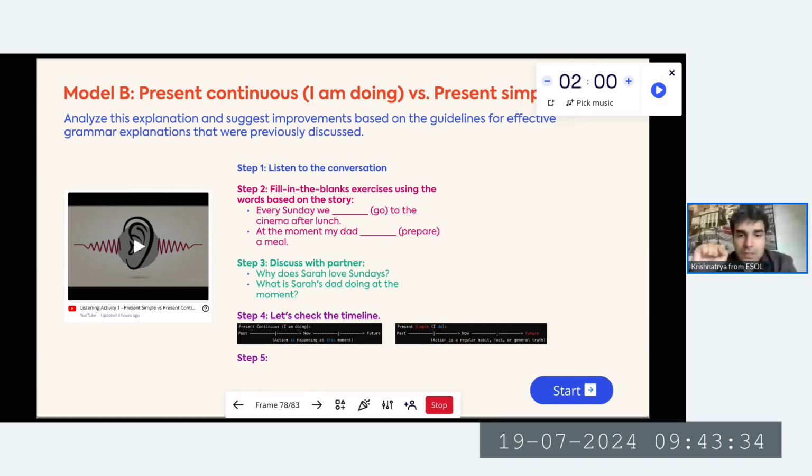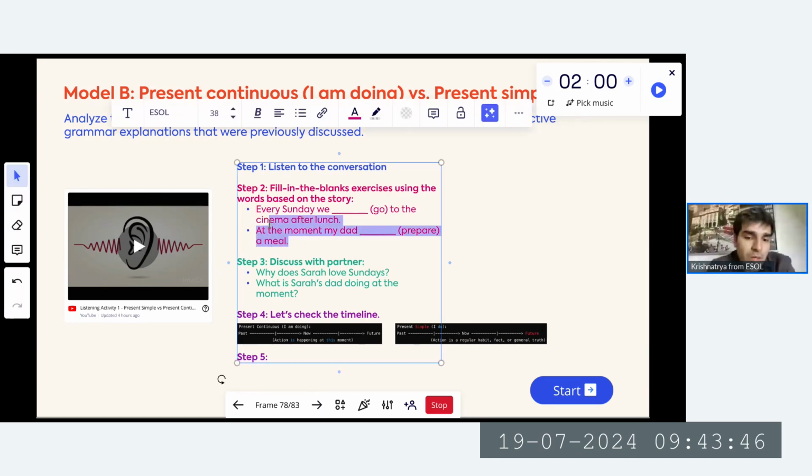Now, I'm not going to play the recording for you because it's going to take a long time otherwise. What I'm trying to say is that I will play the recording and I'm asking students to give me the rules. Many sentences are already written. I have already written the sentences and I'm asking students to give me the correct form of the word. I repeat, I'm asking students the correct form of the verb. They will put every Sunday we go to the cinema, and at the moment my dad is preparing a meal. So what am I doing? I'm asking students to fill in the blank spaces based on the audio.